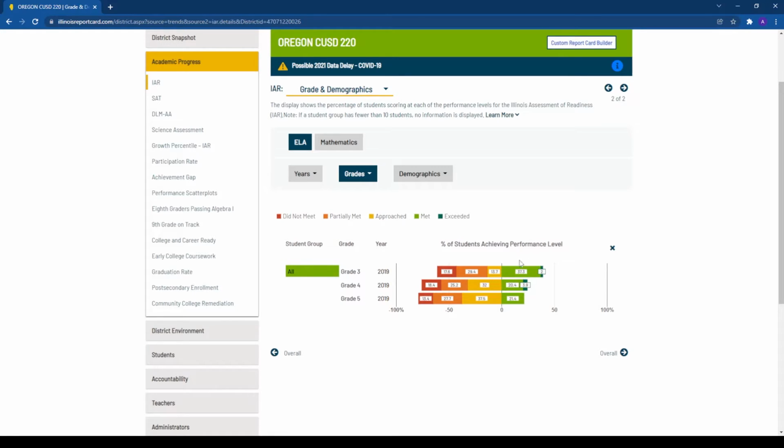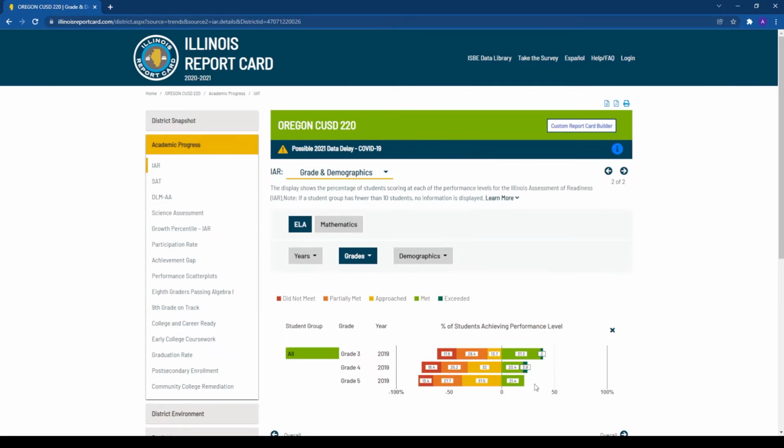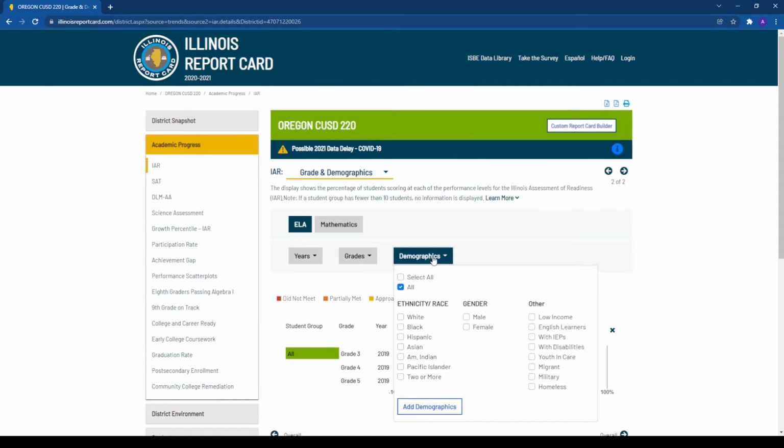So we see here 39.3% were proficient and ready to move on. Here we have 24.3% ready to move on, and here we have 21%. So you can see as students are going through the different courses, they're actually losing the number of students that are proficient and ready to move on. This is concerning. So another thing you can look at here is also by demographic.